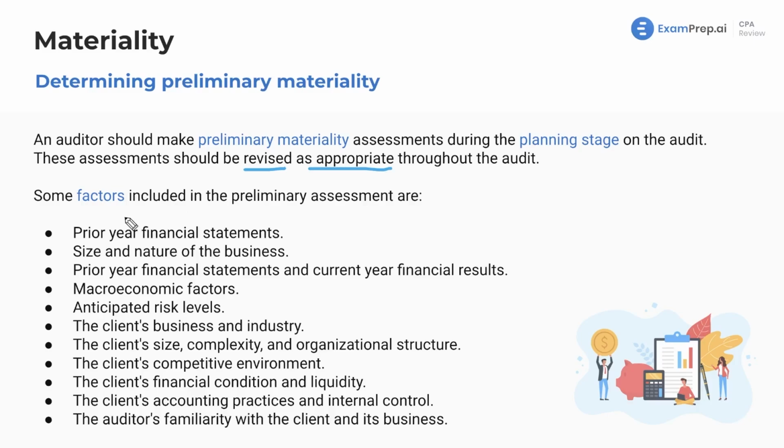What are some factors that are going to help you to determine this preliminary assessment? Well, the prior year financial statements. How did those numbers look? The size and the nature of the business, right? If we've got a massive business versus a business that only makes $100,000 a year, that's going to go into your calculation. And as I mentioned, a lot of firms will have just big templates where you just plug in all these factors. You plug in their net asset balance, you plug in their revenues for the year, how many customers they have, however complex they want to make it. There are now algorithms, formulas, whatever you want to call them, that will generate what the materiality should look like. You want to plug in the prior year financial statements and current year financial results in comparison with each other.